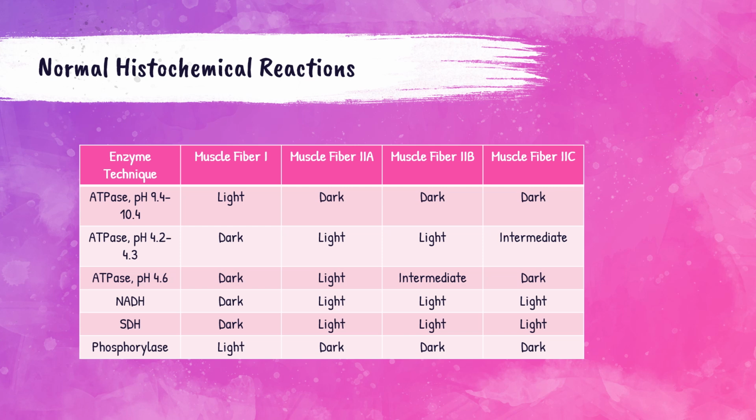So this is a chart that comes from Dr. Carson's book that breaks down the normal histochemical reactions of muscle fibers. I'm not going to talk about this in detail, but just know, the enzyme technique is here, and then these are the different muscle fiber types and their reaction below. So make sure to know this. This will be helpful for you on your histology journey.